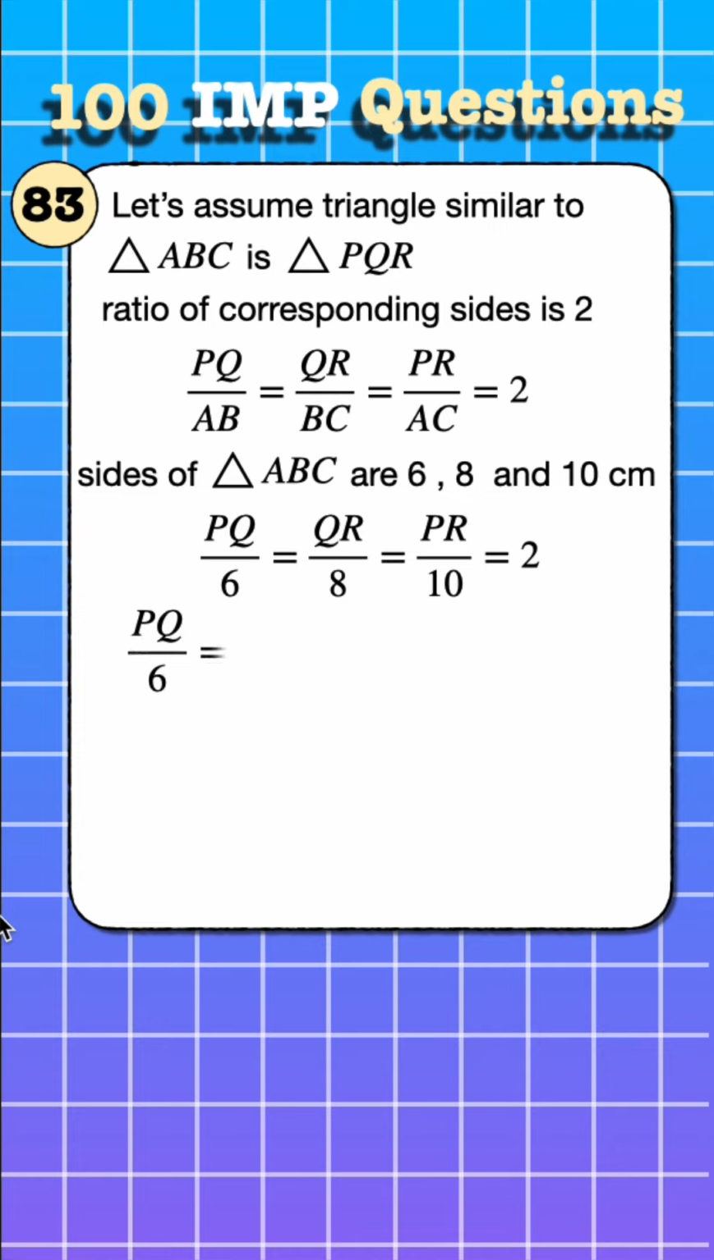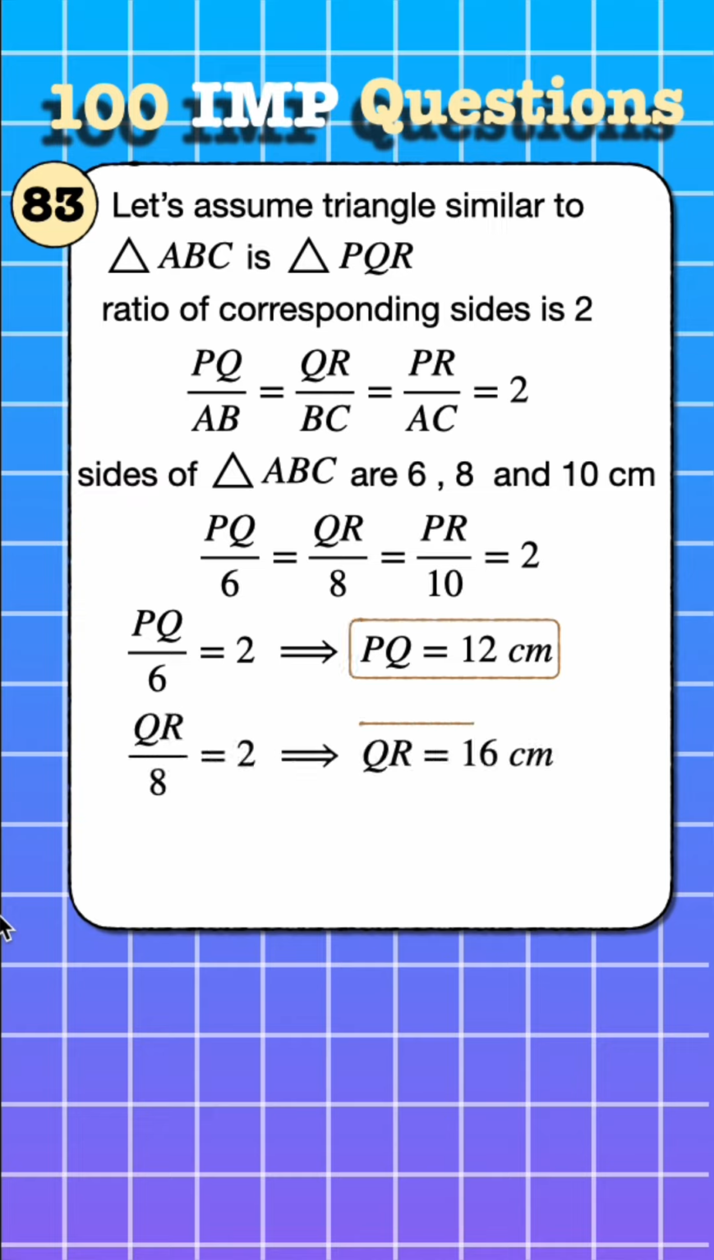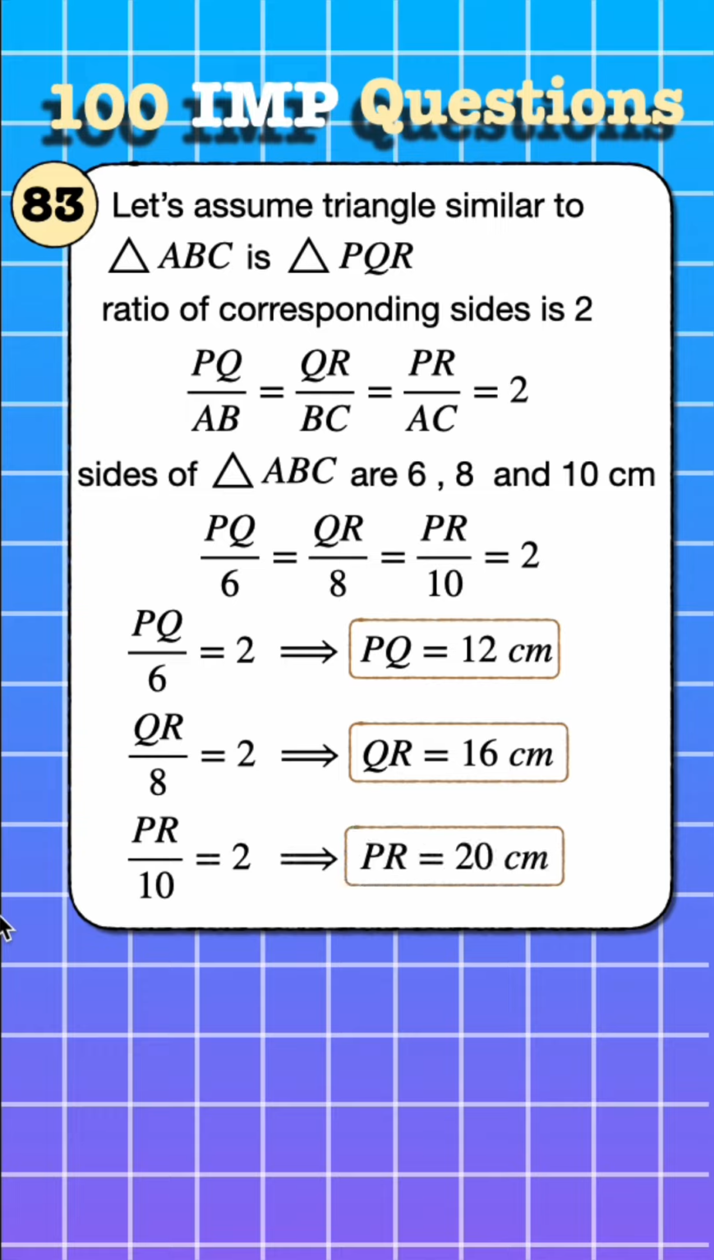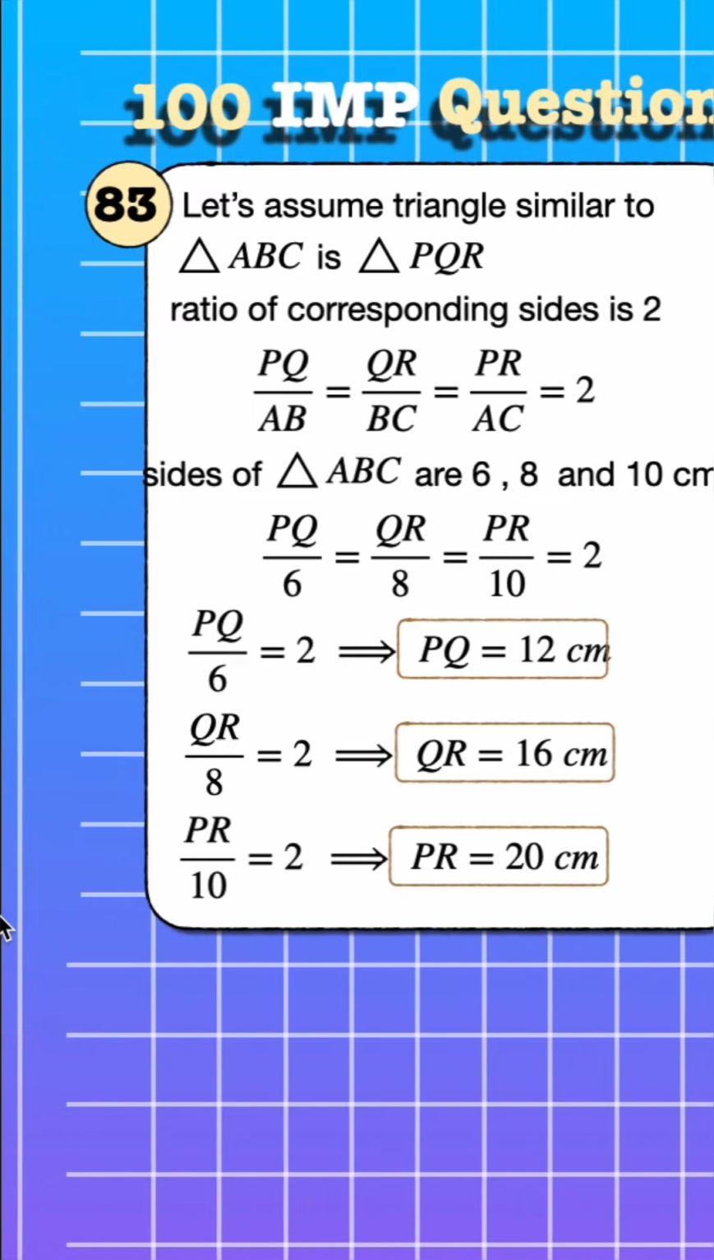Now you can write PQ upon 6 is equal to 2, that will give you PQ is equal to 12 cm. QR upon 8 is equal to 2, that will give you QR equal to 16 cm. And PR upon 10 is equal to 2, which will give you PR equal to 20 cm. So in this way we got all the three sides of the triangle PQR.